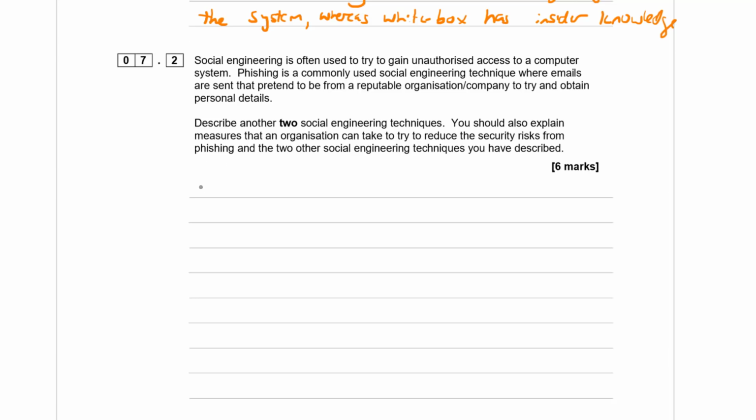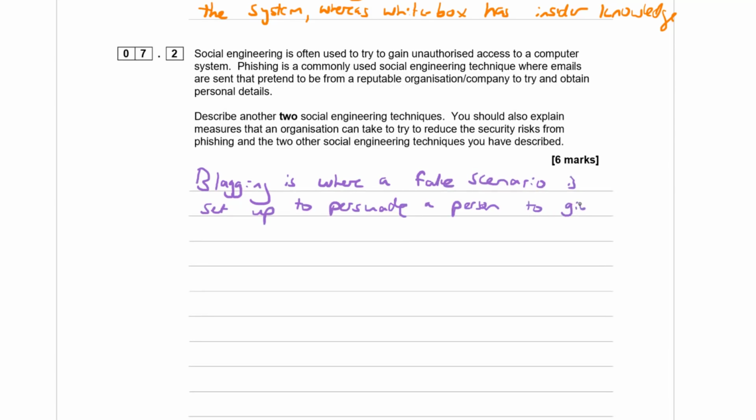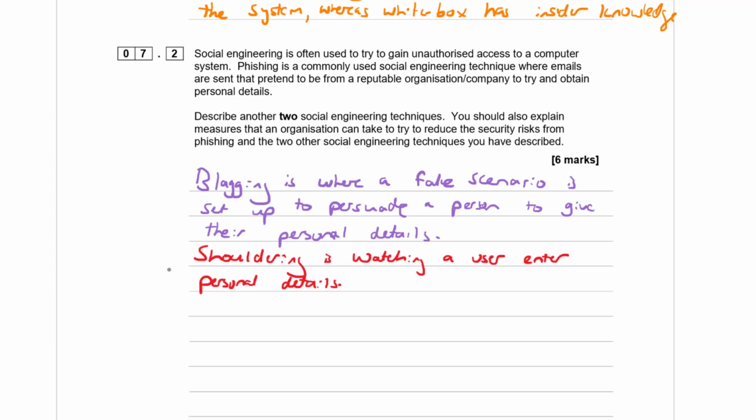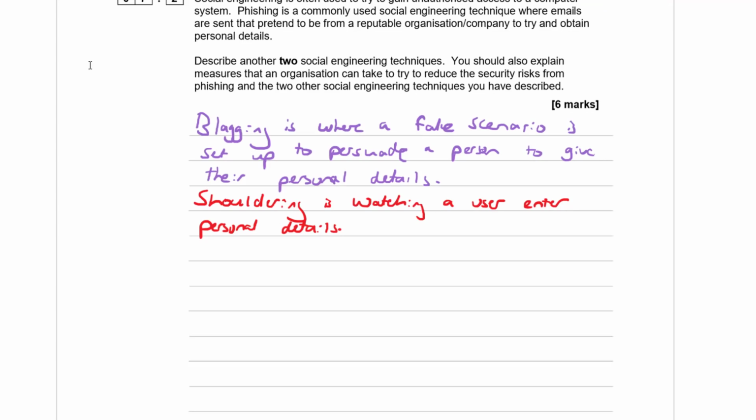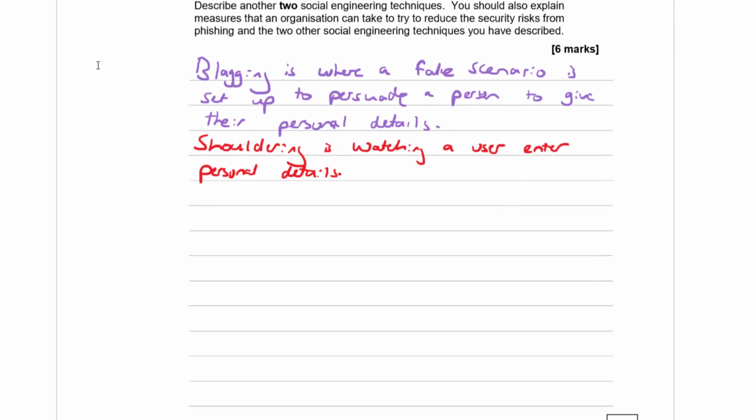So let's explain blagging first, which is where you fake a scenario setup to persuade a person to give their personal details. The second one, shouldering, is literally just looking over someone's shoulder, pretty much, watching a user enter personal details. Okay, so that's probably only going to be worth 2 marks in total, because they're both relatively simple definitions. In terms of reducing each of them, including phishing as well, we've got to talk about phishing as well, remember.